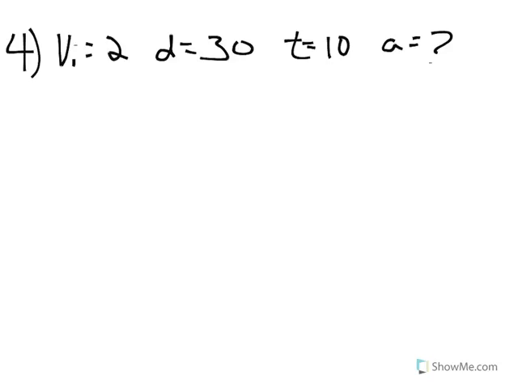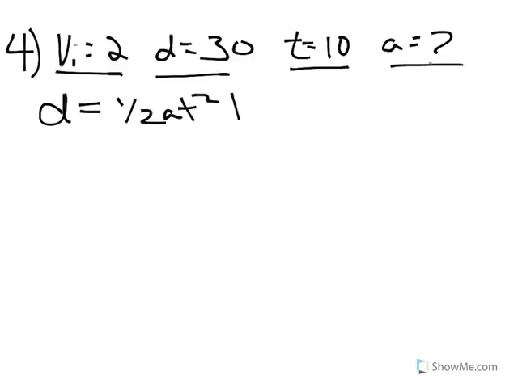Next up on the list, number 4, if a physics student is walking towards their classroom at a speed of 2 meters per second, this is the initial velocity, when they realize that they have a distance of 30 meters to go and only 10 seconds to get to their class, distance of 30 meters, time of 10 seconds, what must their acceleration be in order to make it to class on time? So again, we have to find a formula that's got initial velocity, distance, time, and acceleration, and that is once again d is equal to 1/2 at squared plus vit.